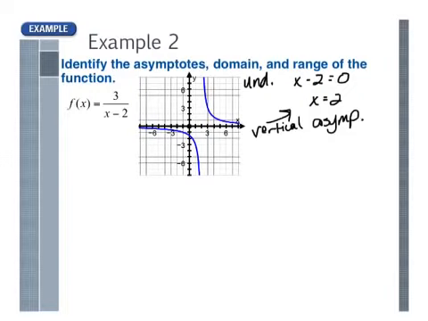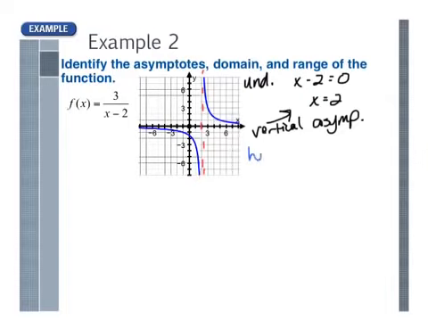Let's take a look at what that means graphically. If you were to draw in the line x equals 2, let's see if I can get my pen right there on top of the 2. Do you see how the graph approaches that x equals 2 asymptote from the left and from the right? These branches are approaching that asymptote, which was not drawn in until I drew it.